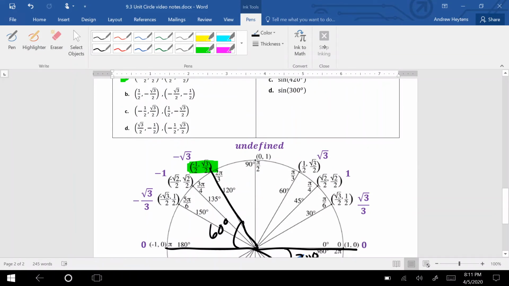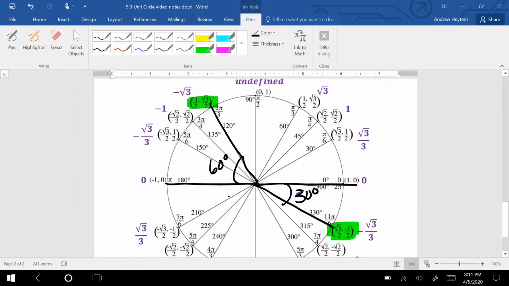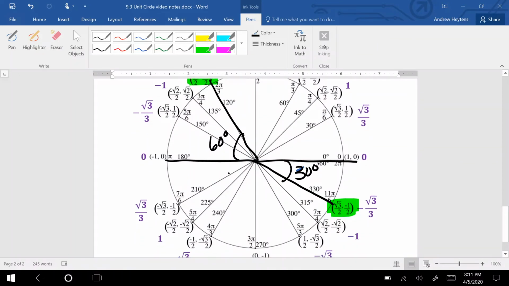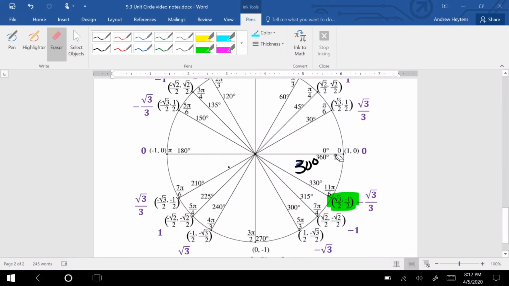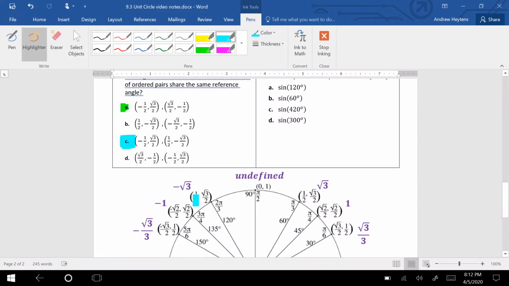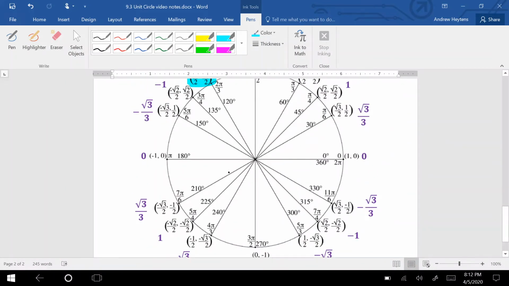C, negative 1/2, square root of 3 over 2, 1/2, negative square root of 3 over 2. All right, so let's look at C. C I'm going to do in blue. So again, all I'm doing here is I'm finding the given coordinates, and I'm looking to see if they have the same reference angle. So C, negative 1/2, square root of 3 over 2, that's right here. And then 1/2, negative square root of 3 over 2. That is down here. And now let's calculate reference angles.